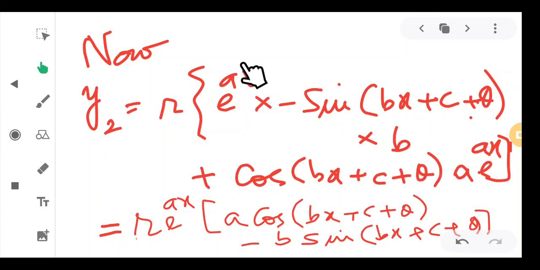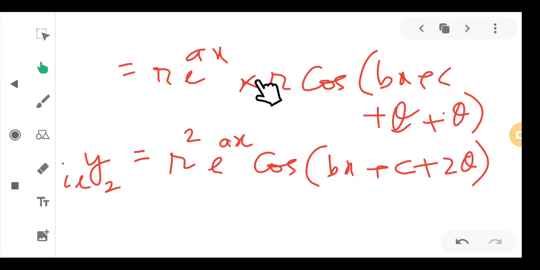Again e raised to ax will come as a common factor, which I will take outside. After that you will get a cos(bx plus c plus theta) minus b sin(bx plus c plus theta). Now again if you take this as r cos theta and this as r sin theta, one more r will come. That r with this r will become r square, so r square e raised to ax into cos of (bx plus c plus 2 theta) will come, so it is plus 2 theta there.